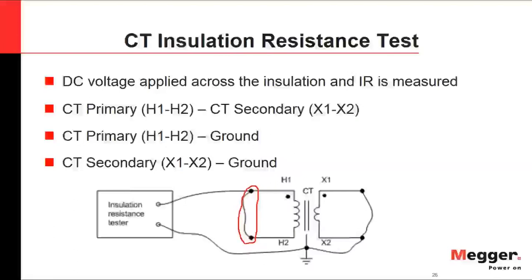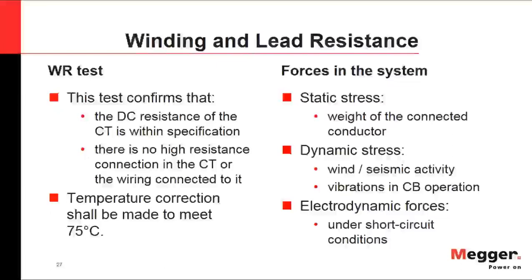When we talk about winding and lead resistance, we need to understand the reason for doing this test. First of all, we are trying to confirm that the DC resistance of the CT is within specification, and there is no high resistance connection in the CT or the wiring connected to it. When performing the winding resistance test, the temperature needs to be corrected to 75 degrees to be comparable and to do some trending analysis down the road.